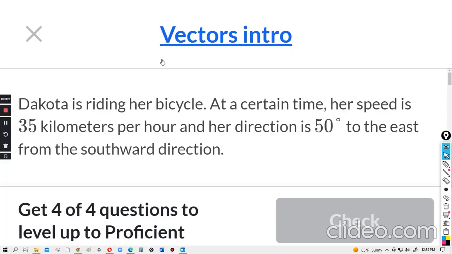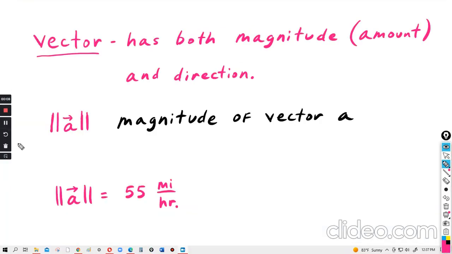This will be for the Khan Academy exercise Vectors Intro. So just some notes before we begin. The definition of a vector is that it has both a magnitude and direction. The magnitude will just be the amount, usually speed, but not always. So the vector is usually represented by a lowercase letter with an arrow on top.